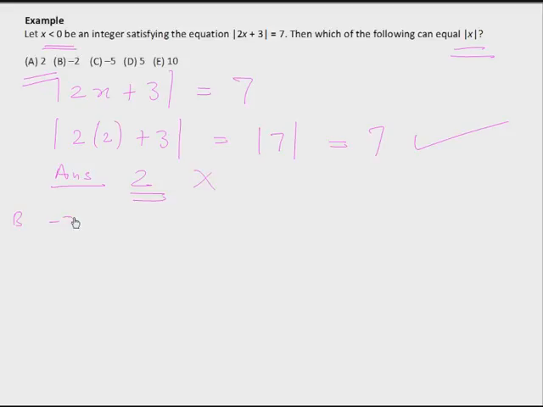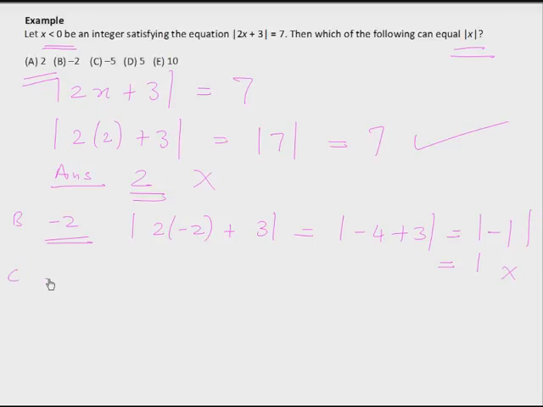Let's try B, minus 2. So I put in minus 2 for x. 2 times minus 2 plus 3, which is modulus of minus 4 plus 3, which is absolute value of minus 1, which is 1, which is not equal to 7. So minus 2 is not working, even though it was a negative number.